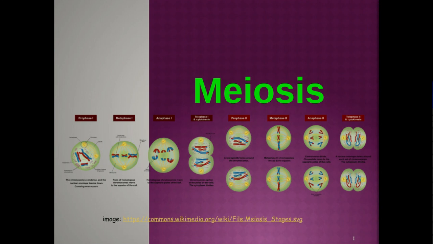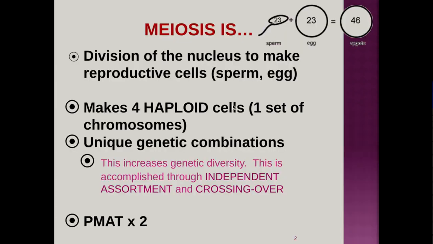Remember, mitosis was PMAT, prophase, metaphase, anaphase, telophase, just one time. Meiosis is PMAT 2 times, so you have 2 rounds of cell division. It's division of the nucleus again, just like mitosis, except the purpose here, at least in mammals and humans, is to make reproductive cells, sperm cells and egg cells.